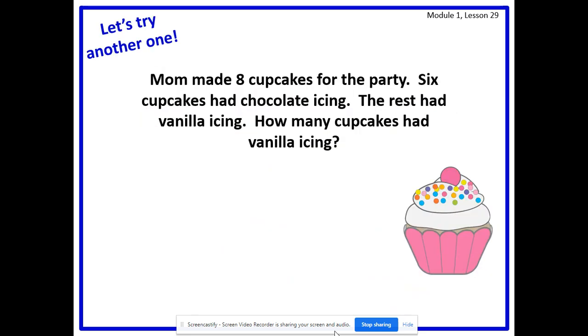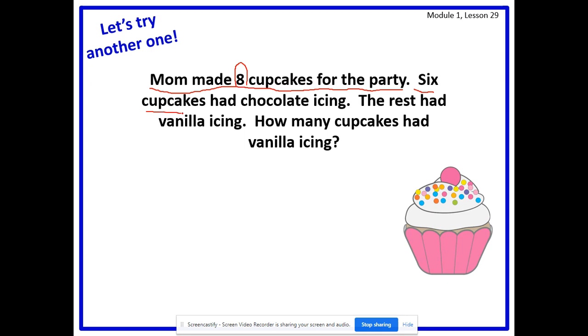Okay, let's practice one more. Ready? Go ahead and put number 2 on your blank sheet of paper, and let's practice our second problem. Ready? I'm going to read. Right now your pencil's parked, your eyes are watching, and your ears are listening. Mom made 8 cupcakes for the party. How many cupcakes did she make? Get ready. 8.